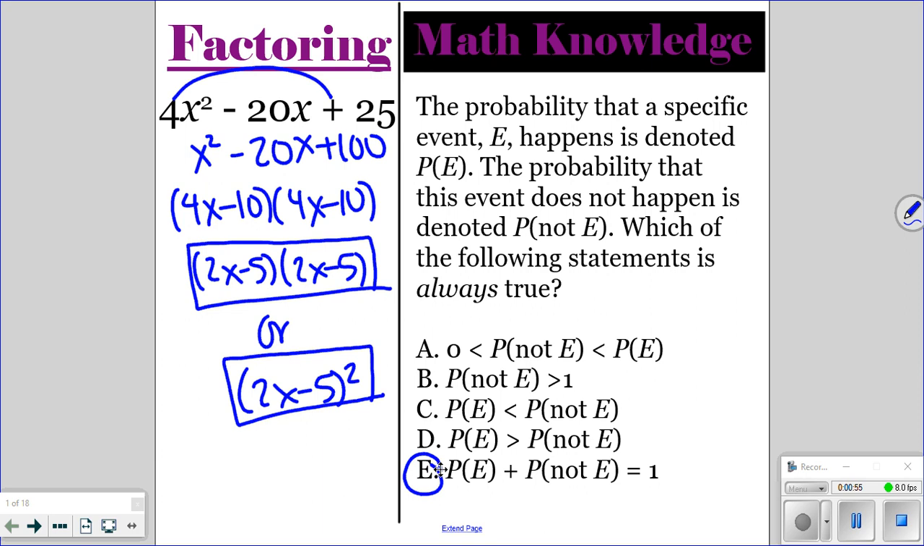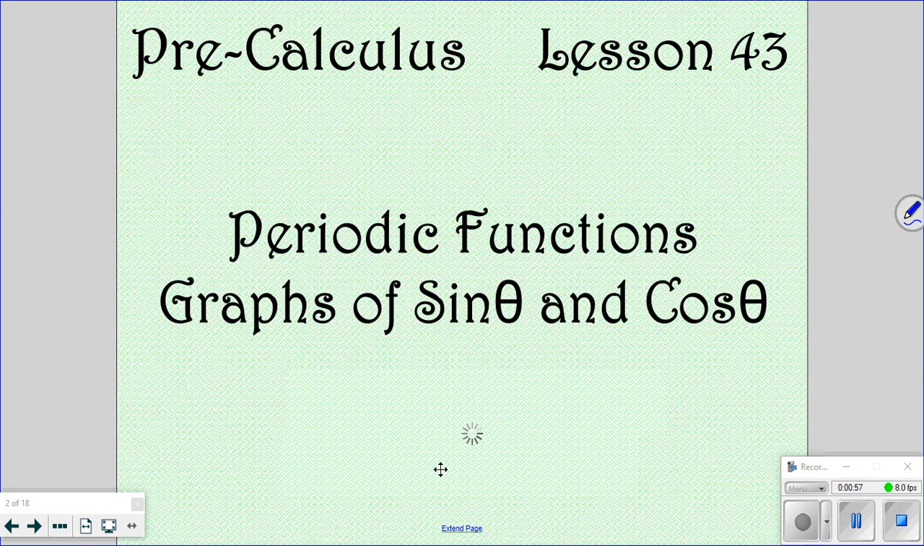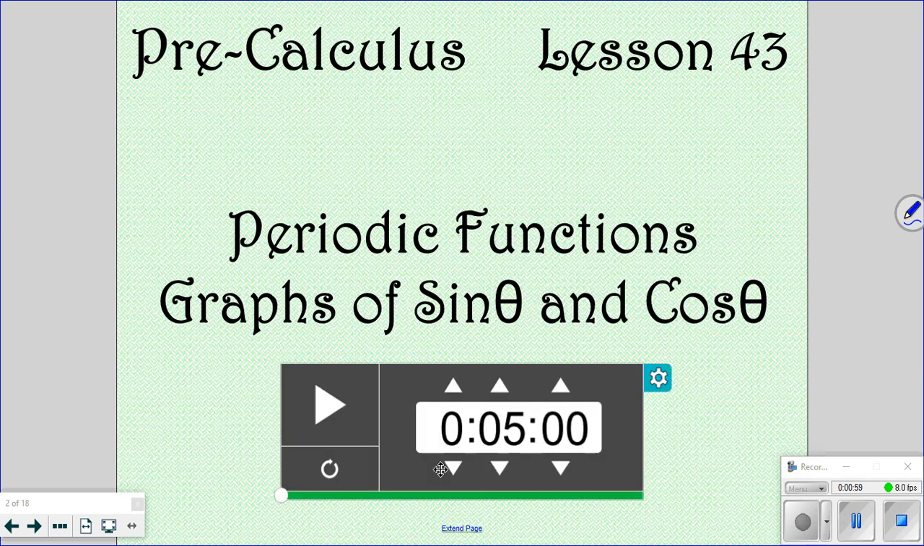Okay, so we're looking at lesson 43 today. We're going to be looking at periodic functions and then graphs of sine and cosine. But before we do that, you're going to do your third trig quiz. So y'all go ahead and get those out. Make sure they're face down on your desk. And then y'all pause the video until everybody's ready.